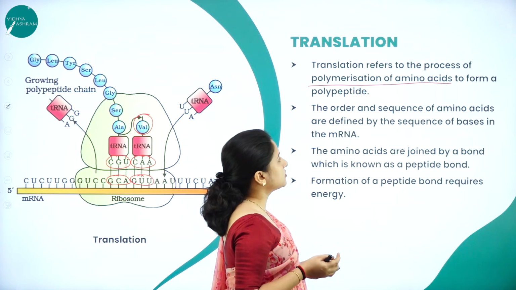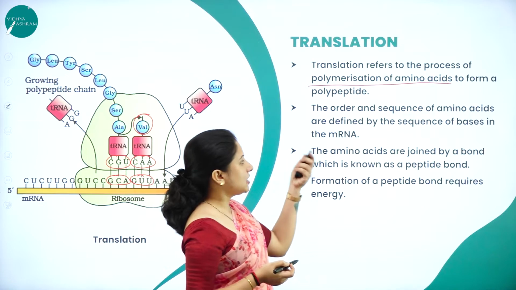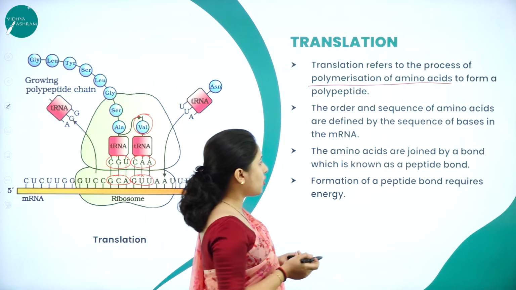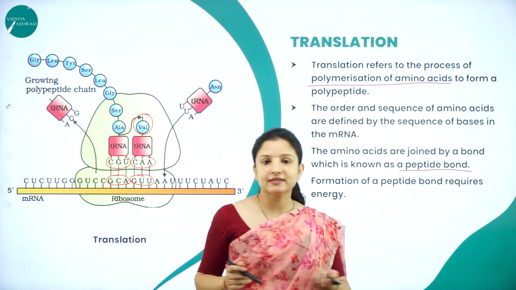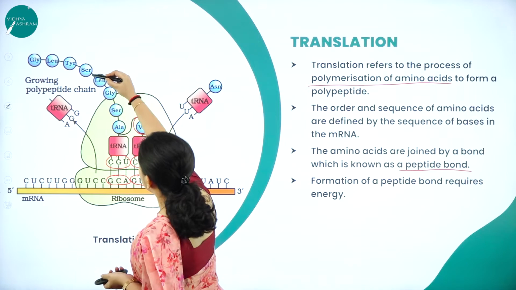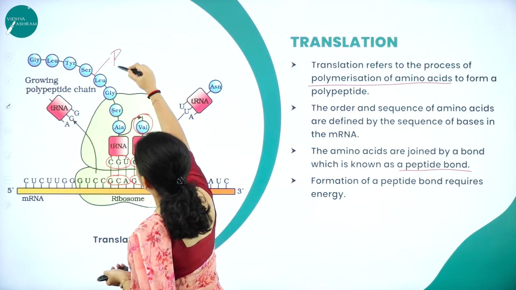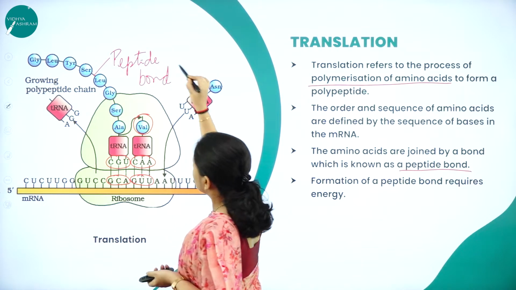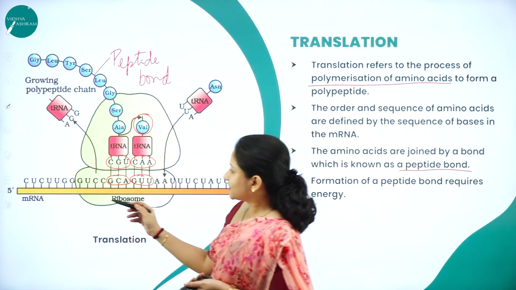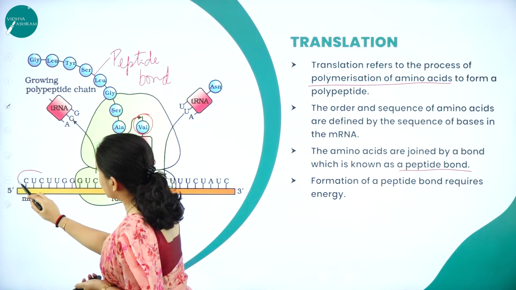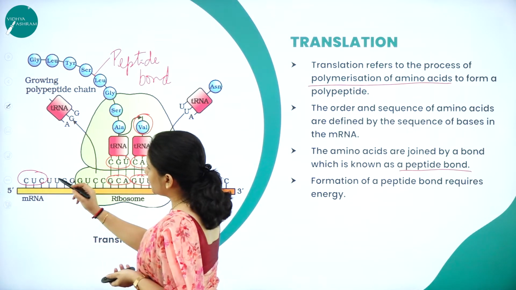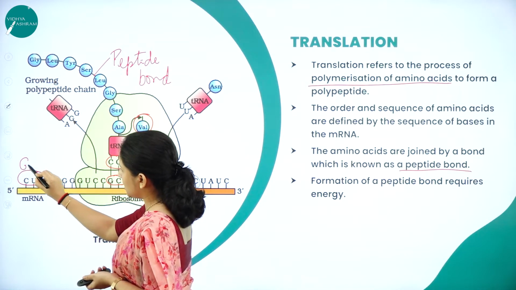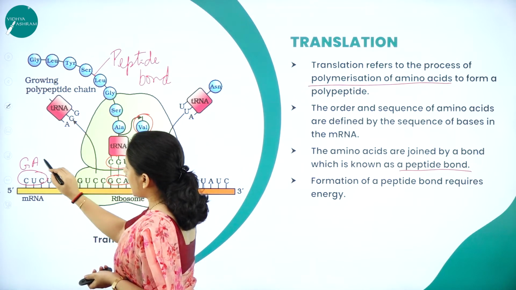So the order and sequence of amino acids are defined by the sequence of bases in the mRNA, and the amino acids are joined by a bond known as the peptide bond. You can see here chains of amino acids are formed, right? They are joined by a bond called the peptide bond. This is how they start reading. From here itself they start reading. So CUC means it will be, can you just repeat with me? CUC means it will be here G, then here A and G.